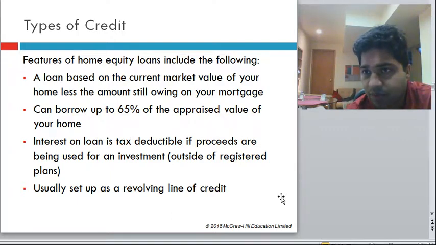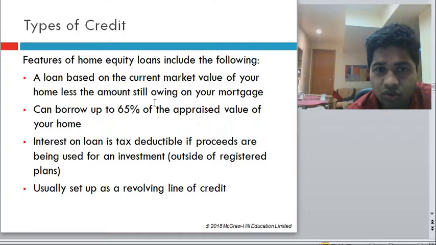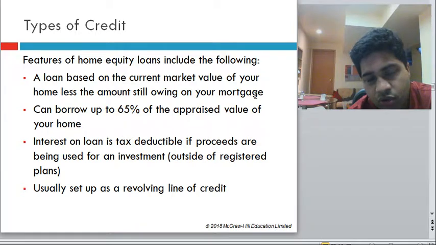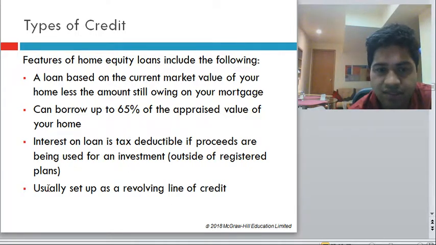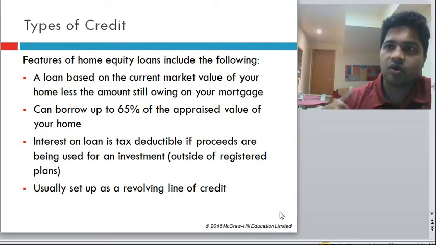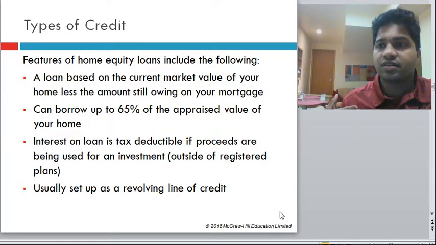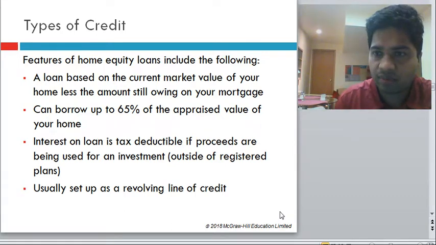Can I borrow 100%? No. I can borrow only 65% of my home equity. So it is a loan based on the current market value of your home less the amount you owe on your mortgage, and you can borrow up to 65%. Interest on the loan is tax deductible if proceeds are being used for investments. It is usually set up as a revolving line of credit. So the amount you use, you're charged on it, not the amount that they have approved for you.